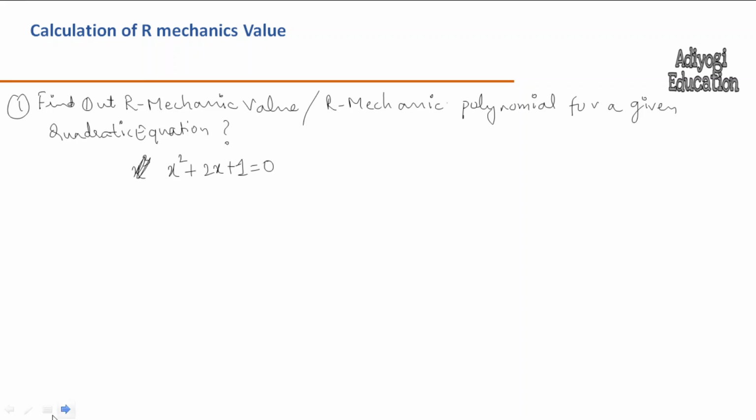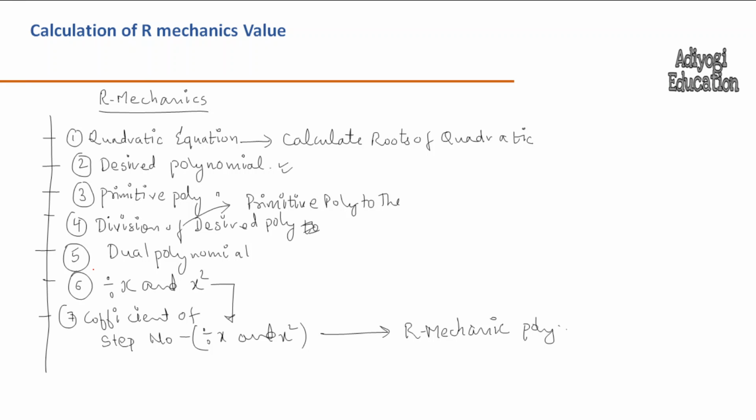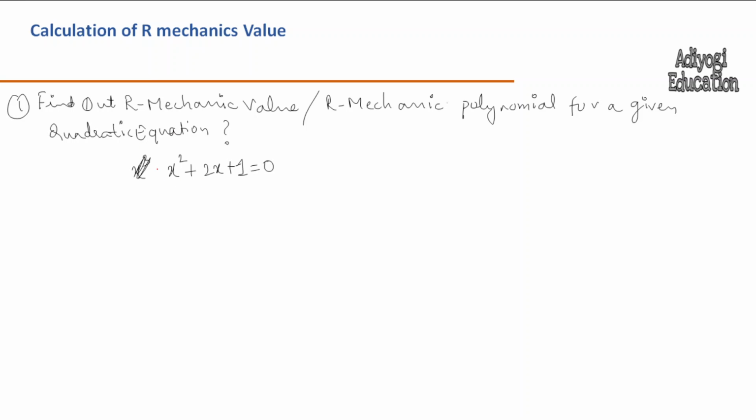Okay, what is the first step? It is to calculate the roots of the quadratic equation. The coefficient of x square is 1, the coefficient of x is 2, and this is the constant term c. So a is 1, b is 2, and c is 1. Therefore b square minus 4ac, which is equal to d, is 2 square minus 4 times 1 times 1, which equals 0.